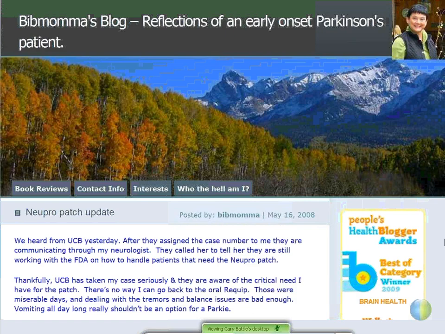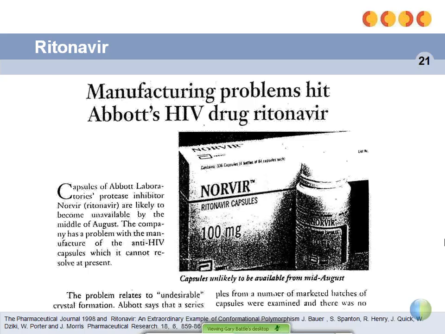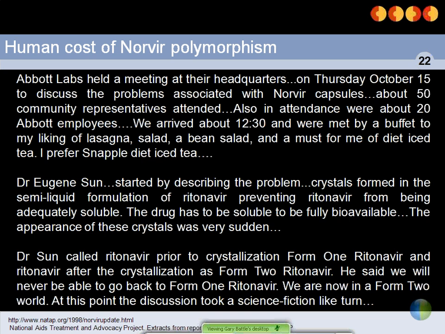Sadly, it's not the only case of this happening. A decade earlier, Abbott had to withdraw their HIV treatment, ritonavir, from the market. In this case, a new polymorph appeared in the manufacturing process, a polymorph that dominated from then on. Again, we have real experts on this on the line from Abbott. I think, once again, the impact's best appreciated from a patient's perspective. In this case, I've selected a few excerpts from the blog of Jules Levin, who's the Executive Director of the National AIDS Treatment Advocacy Project.